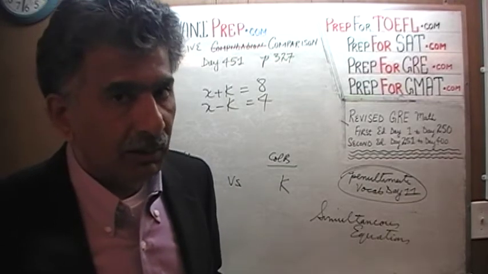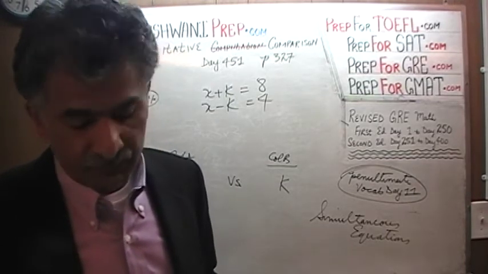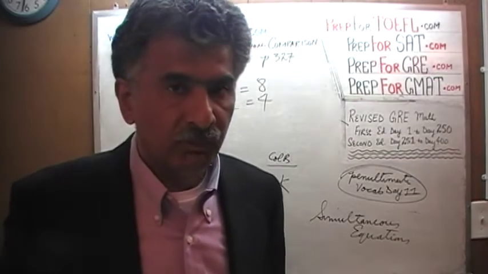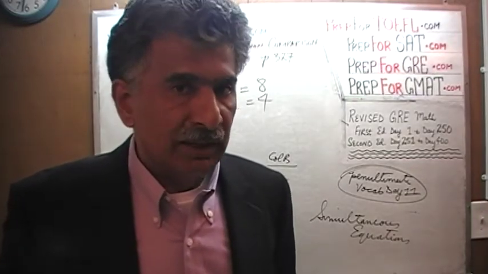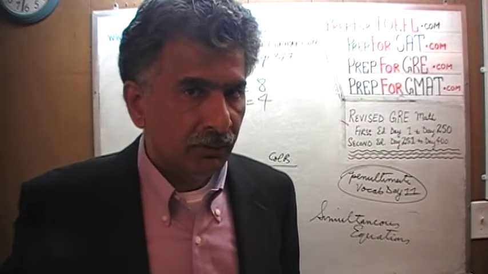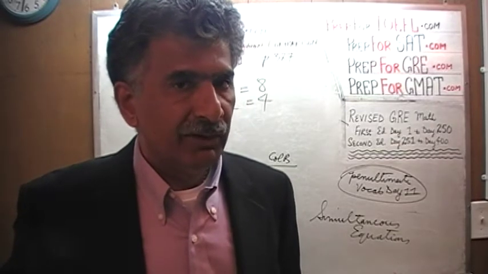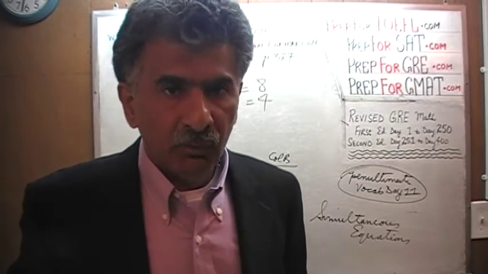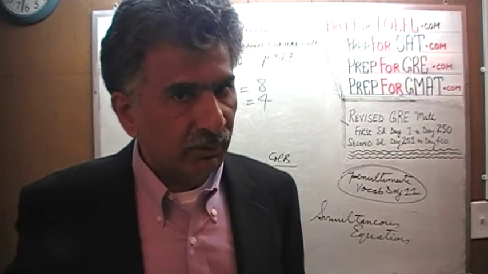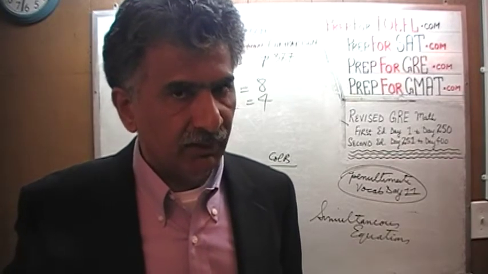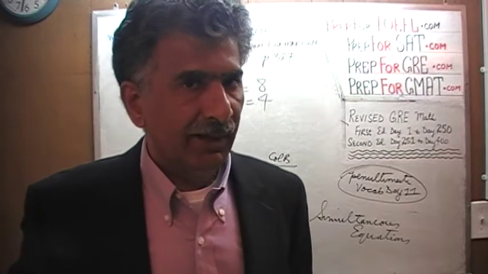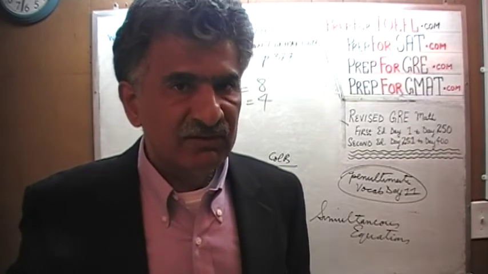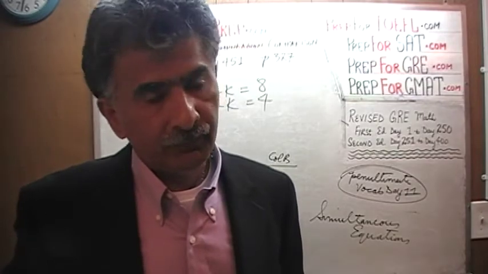What we learned 2 days ago when we did a similar problem was that when we come across simultaneous equations in the exam, very rarely do you have to solve for the value of each variable individually. In most cases, about 90% of the time, whatever they're asking can be gotten either by adding the two equations or by subtracting one equation from the other. That's what we're going to do here.